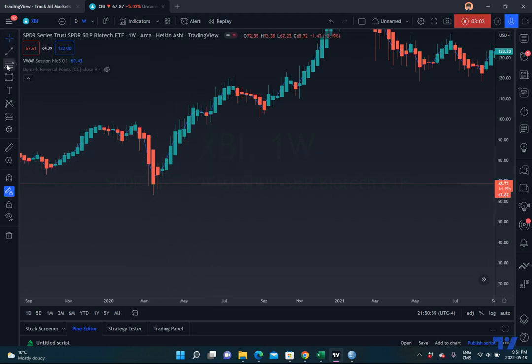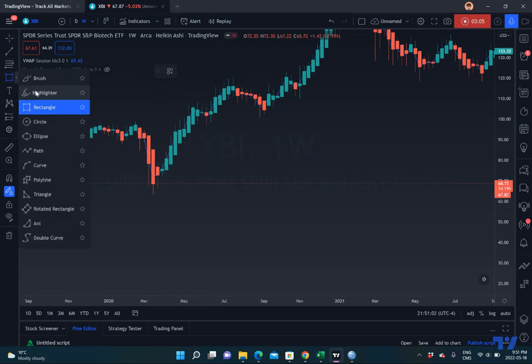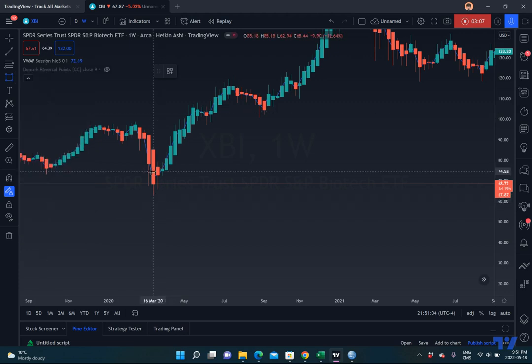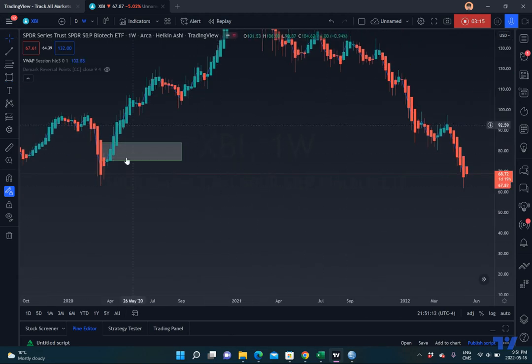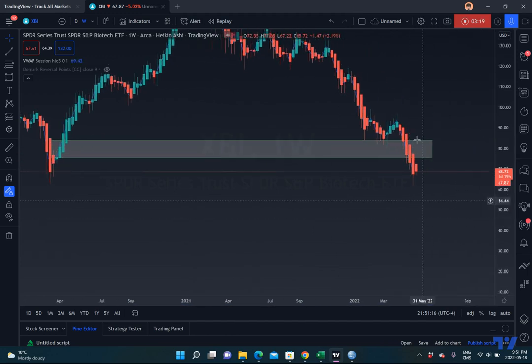So we're going to go into our tools here, and we're going to choose rectangle, and we're going to draw a rectangle from the bottom of this candle to the top. And this actually is now our demand zone. So if we draw that out, we have a demand zone. But we see that XBI has fallen below this demand zone. It's kind of lingering on this demand zone.